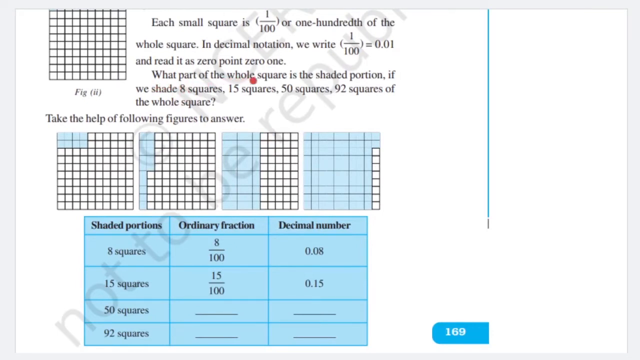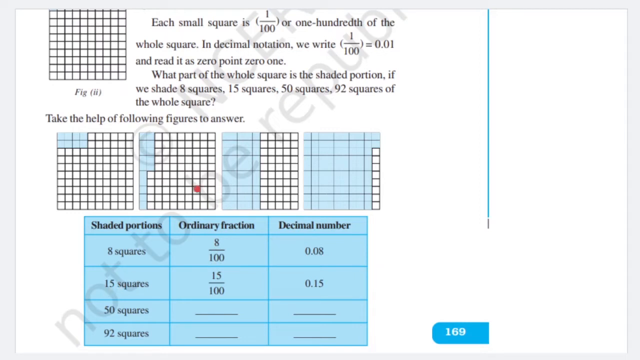What part of the whole square is the shaded portion if we shade 8 squares, 15 squares, 50 squares, 92 squares of the whole square? So they have shaded here. The one whole square is there and you have 8 shaded parts. So how will you write? Ordinary fraction will be 8 by 100. In decimal, you will write it as 0.08.